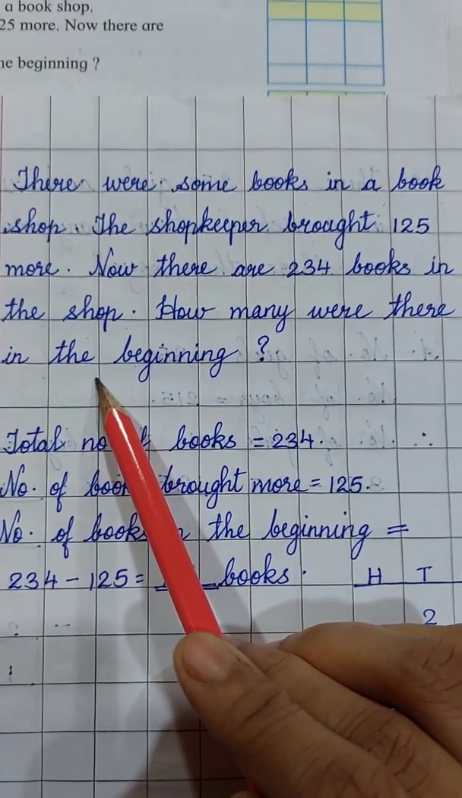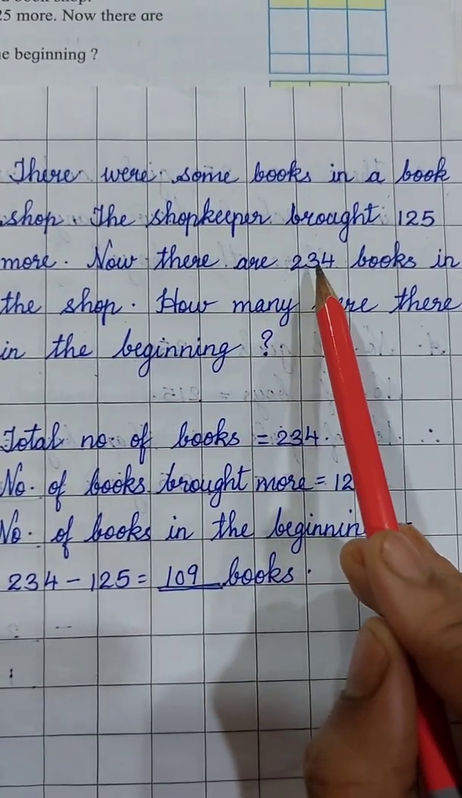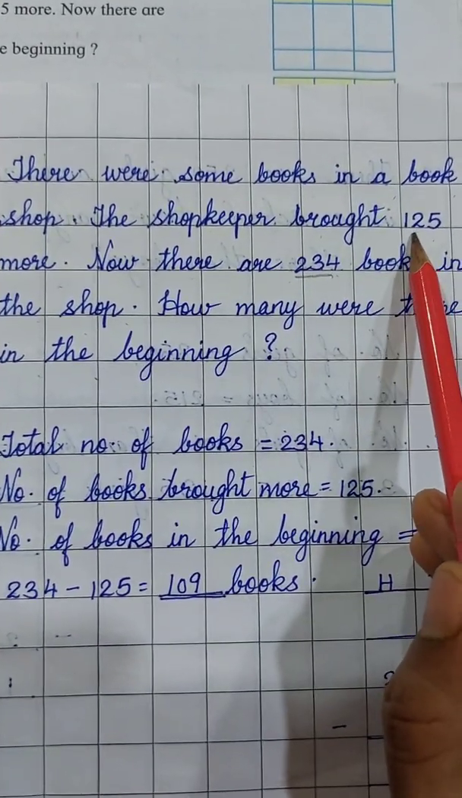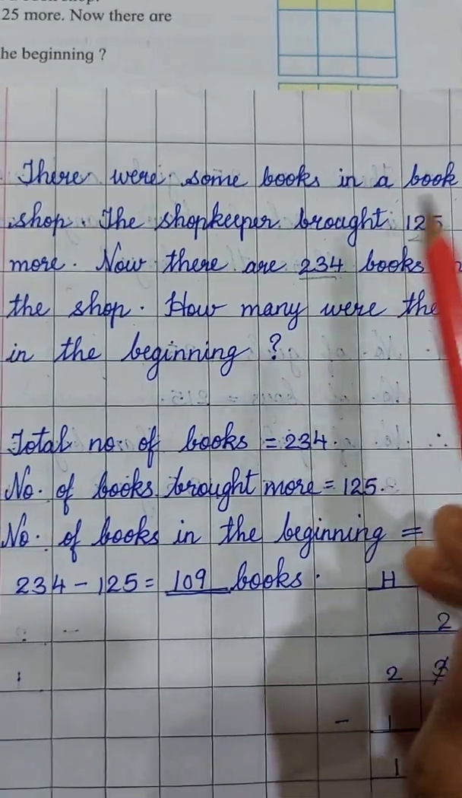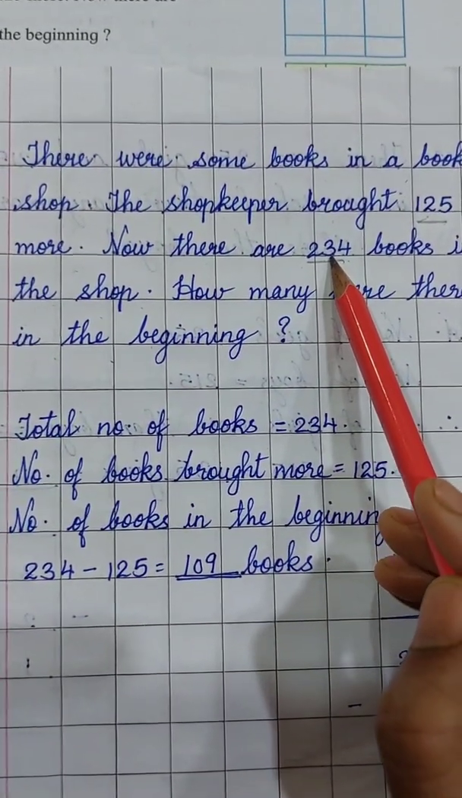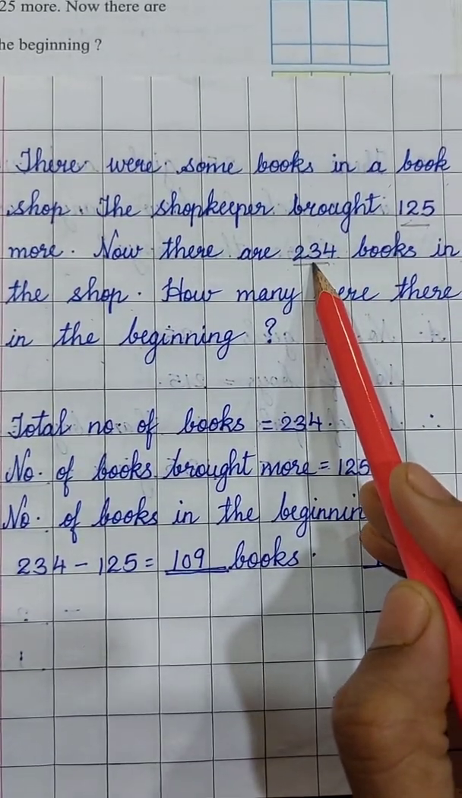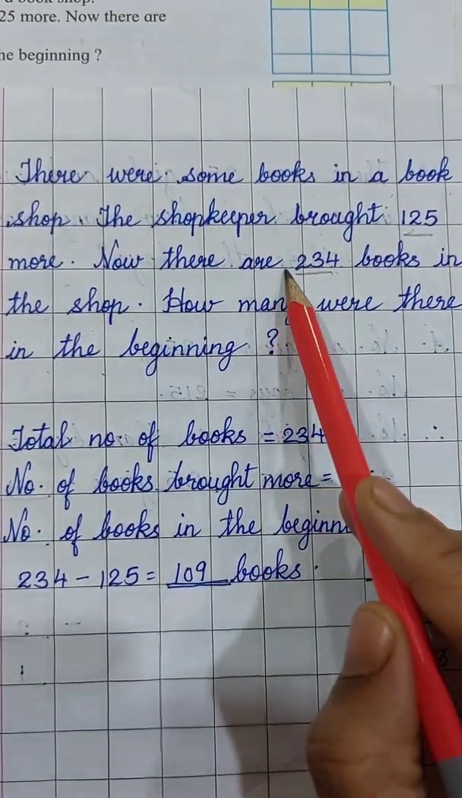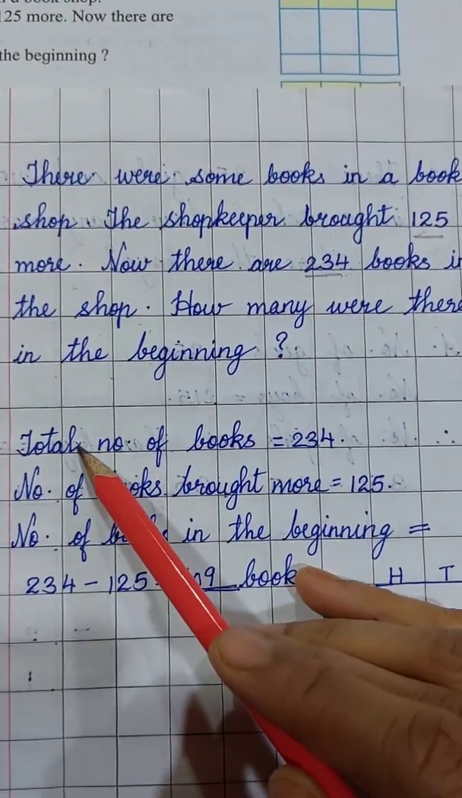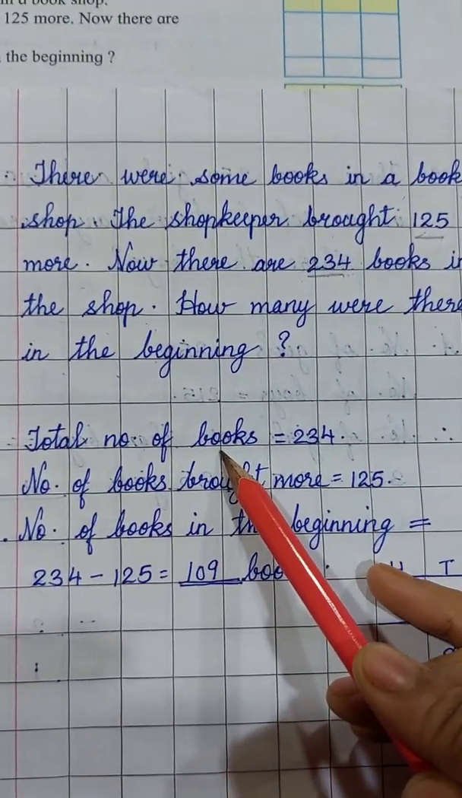Now here you have to see the numbers. What are the numbers? 234 and 125. Now when you write the statement, remember to write the first statement with the bigger number. So bigger number, what information does it give? Now there are 234 books in the shop. So total number of books.